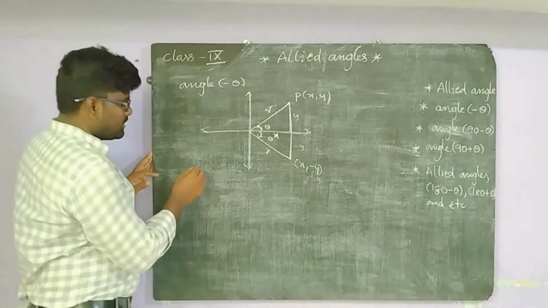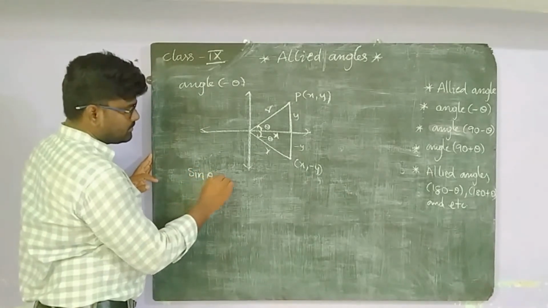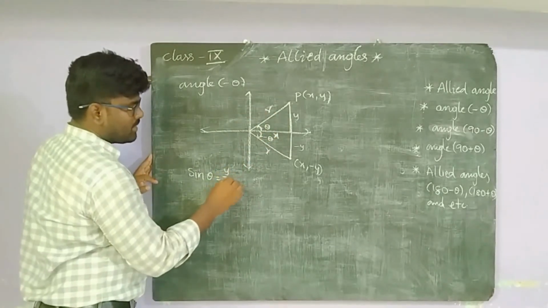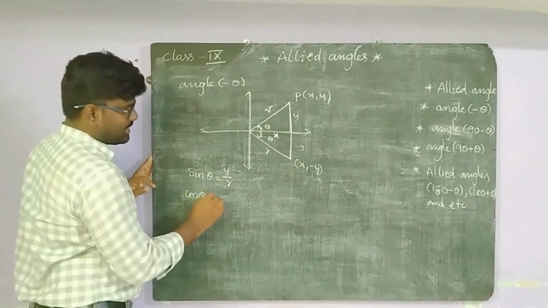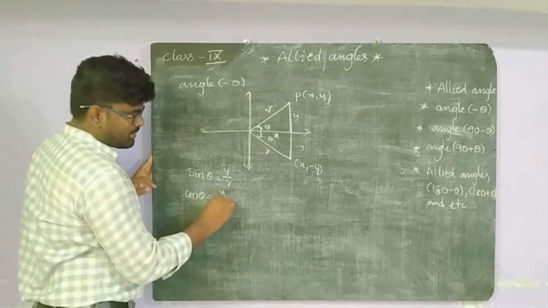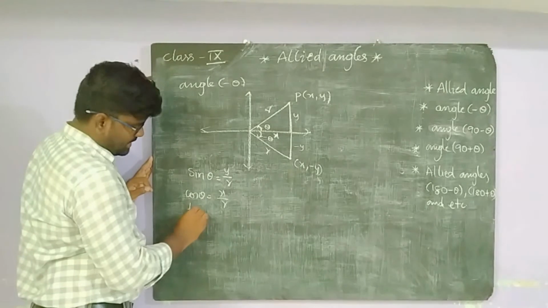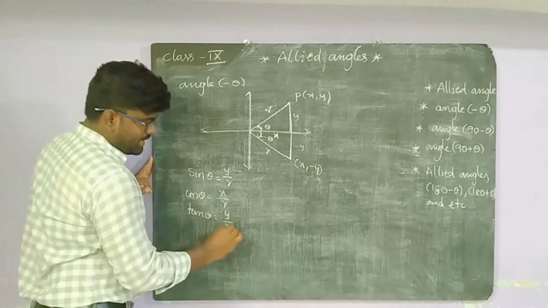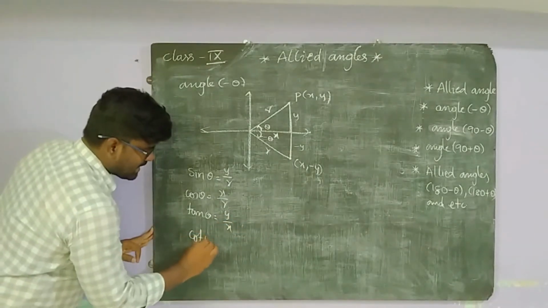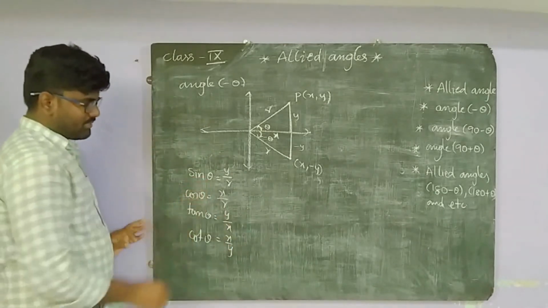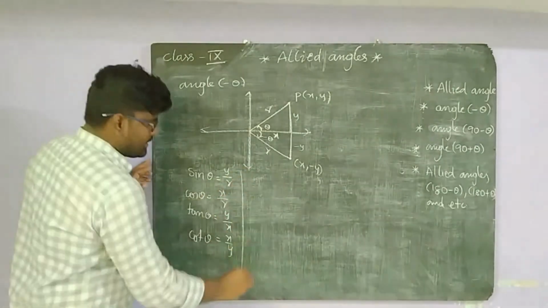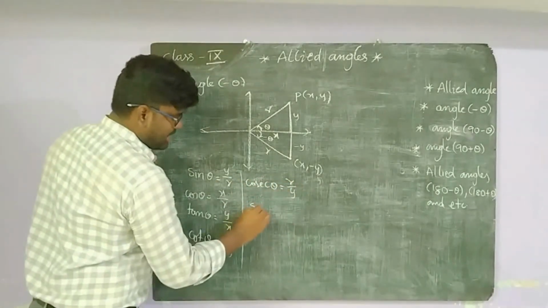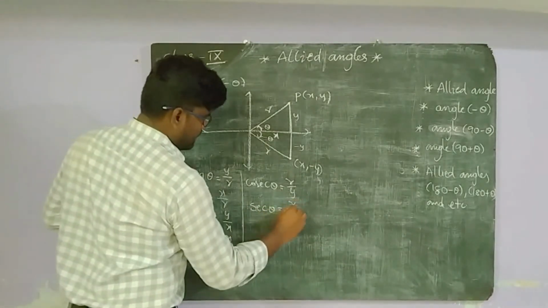When you observe this, sin theta is opposite by hypotenuse, that means y by r. In the same way, cos theta is adjacent by hypotenuse, which means x by r. Tan theta is opposite by adjacent, which means y by x. Cot theta means x by y, the reciprocal of this. In the same way, cosecant theta is the reciprocal of sin, r by y, and secant theta is the reciprocal of cos, r by x.